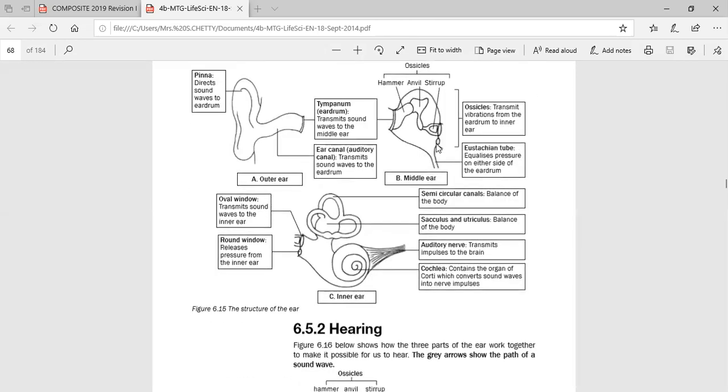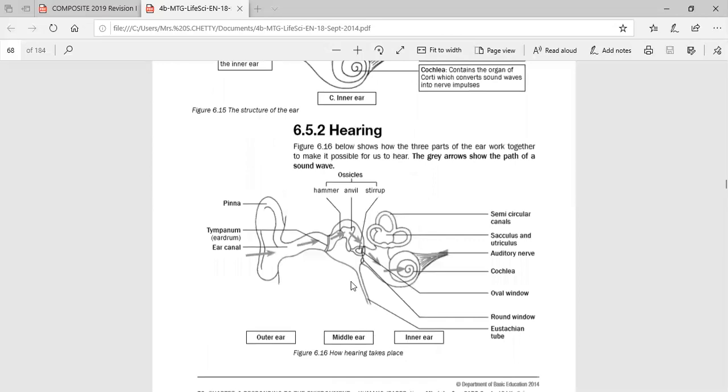Your eustachian tube, your round window, your oval window. There's your cochlea, and inside your cochlea, you've got your organ of Corti, which converts the sound waves into impulses, which are carried by the auditory nerve right up until it reaches the cerebrum where it is interpreted. So that is the sensation of hearing that is brought about by the ear.